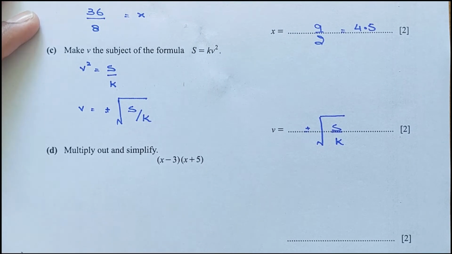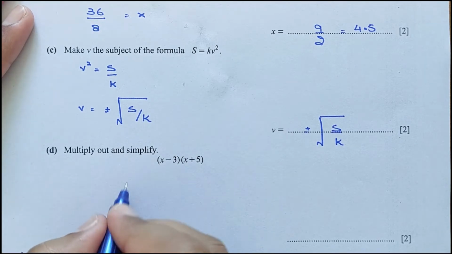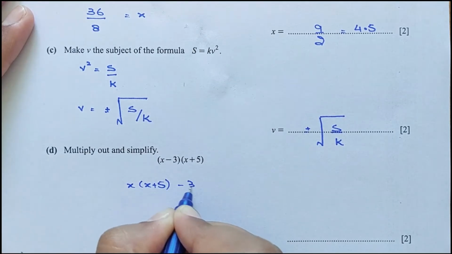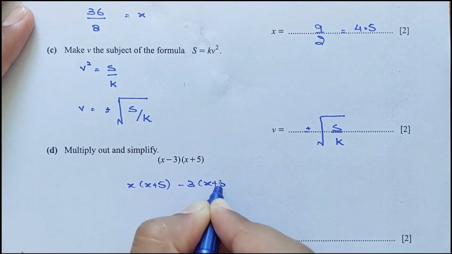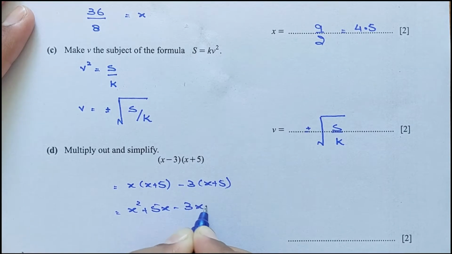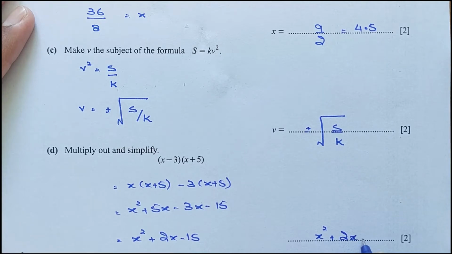Part D, multiply out and simplify. So x is with x plus 5 and negative 3 is with x plus 5. Distribute it. So x squared plus 5x minus 3x, and minus 3 times 5 is 15. So x squared plus 2x and minus 15 is the simplest answer. Plus 2x and minus 15.